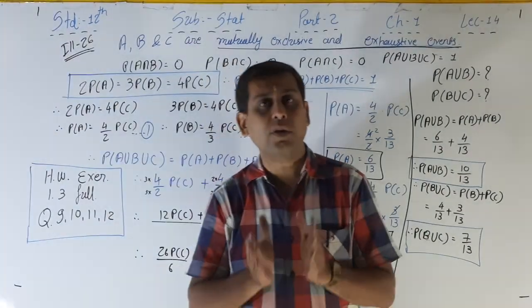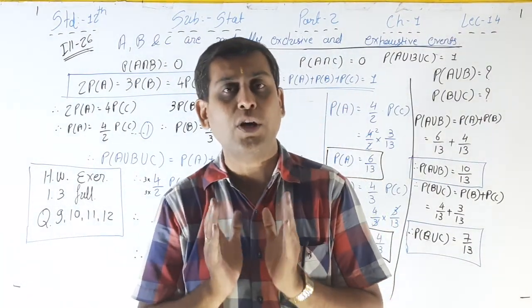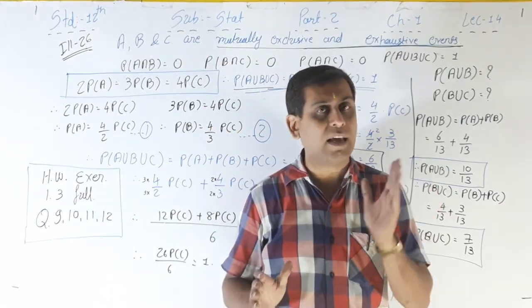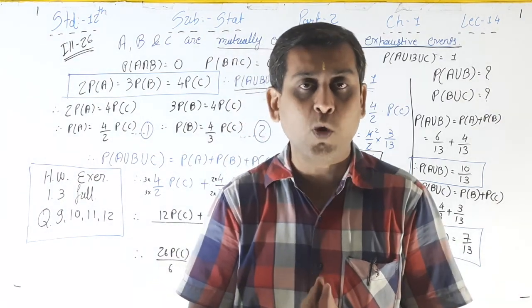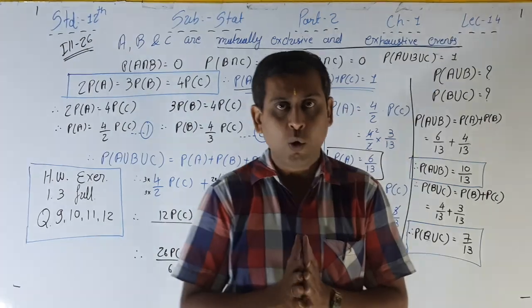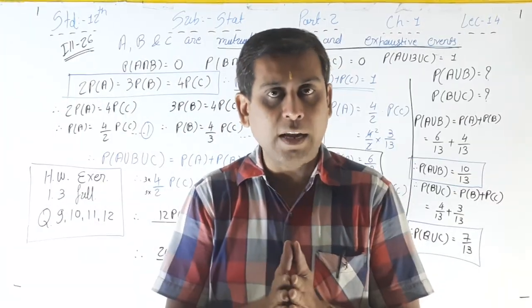And here your illustration number 23 as well as exercise 1.3 is over. You have to complete in your example book examples 1 to 26, and in your exercise book exercises 1.1, 1.2 and 1.3. Okay. So here I complete my lecture.